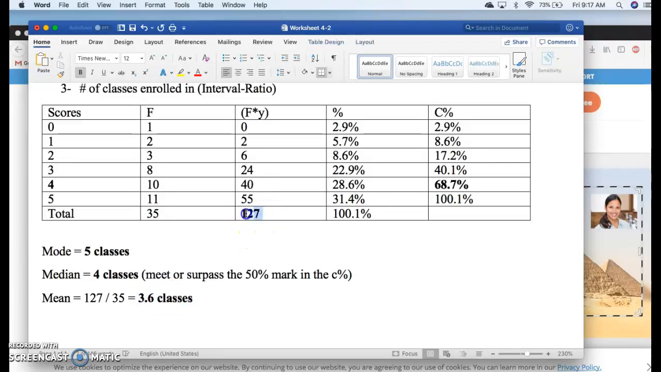If you're wondering where this number, 127, comes from, it comes from multiplying the number of people by the number of classes that they took. So for example, this one person took 0 classes, so they contributed 0 classes. These 10 people, for example, took 4 classes each. So how many classes did they contribute in total? If 10 people took 4 classes, they contributed a total of 40 classes. So that's why we do this. Basically what we're doing is getting the total number of classes that everybody took and dividing it by the number of people. So there's measures of central tendency.